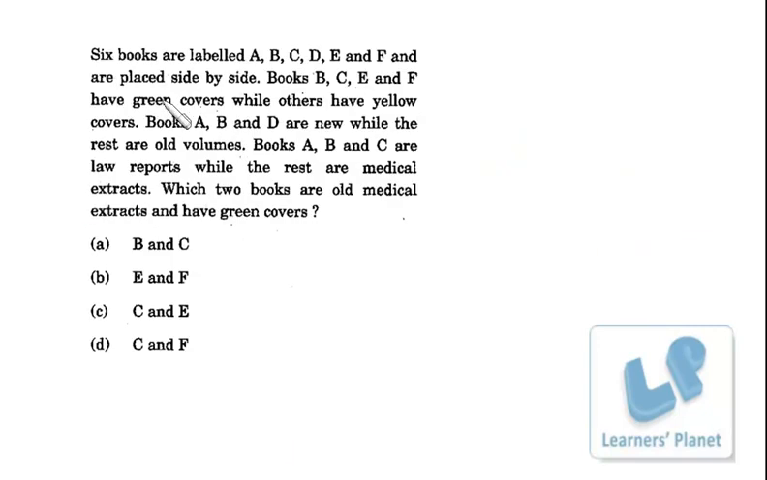6 books are labeled A, B, C, D, E, F and are placed side by side. Books B, C, E, F, okay, we just note it down. A, B, C, D, E and F. Okay, books B, C, E, F have green color. First of all we write color. So B, C, E, F have green color. So this is green, green, green and green. And while others have yellow color. So this is yellow and this is yellow.